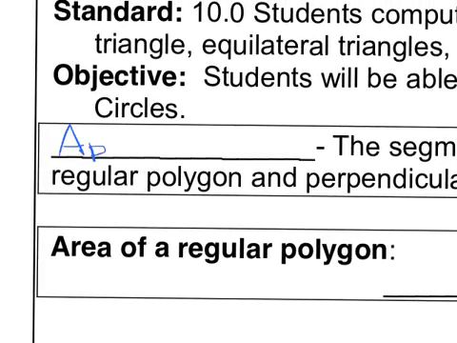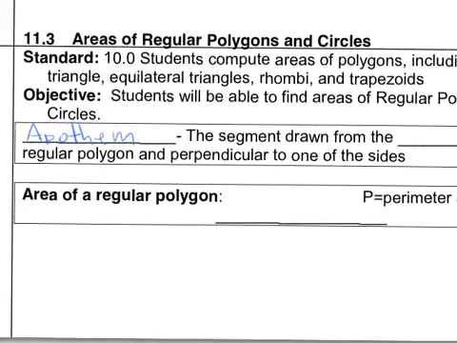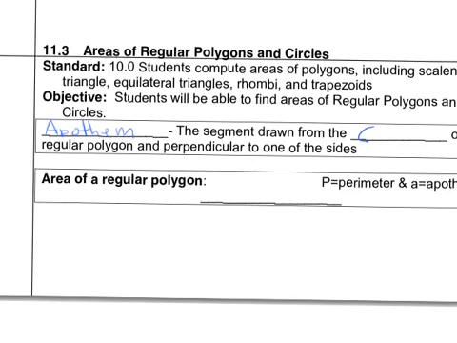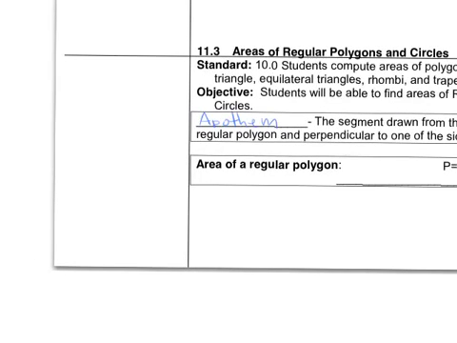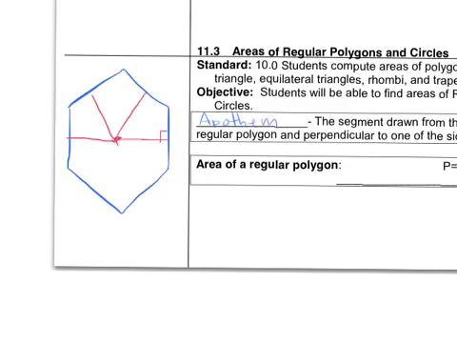It is the apothem. The apothem is the segment drawn from the center of a regular polygon and perpendicular to one of its sides. So let me draw this for you. Let's say that we have a hexagon. Let's just assume this is a regular hexagon. I know my drawing's not that great. And let's assume this is the center. The apothem would be this distance to one of these sides. And it would exist for every side.